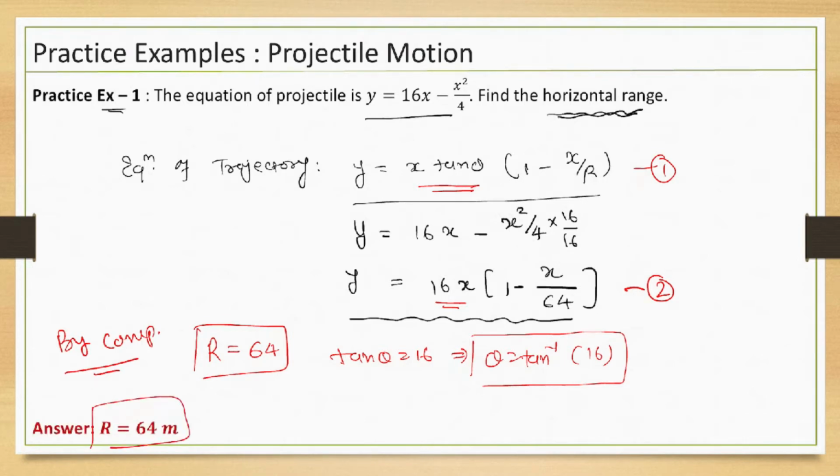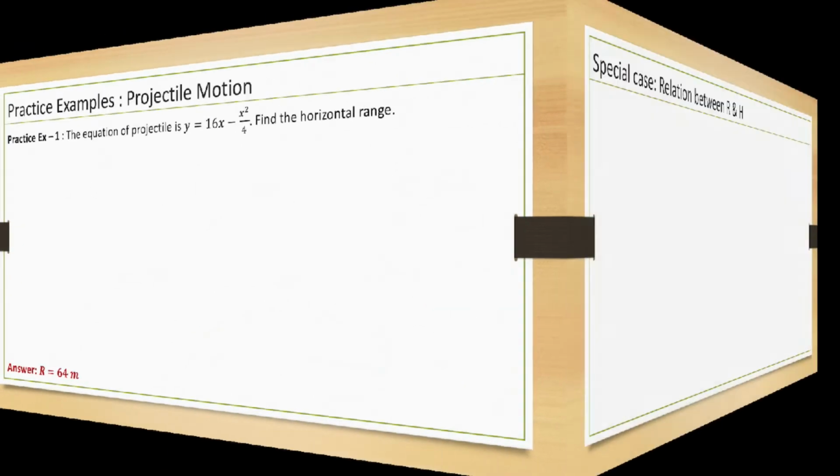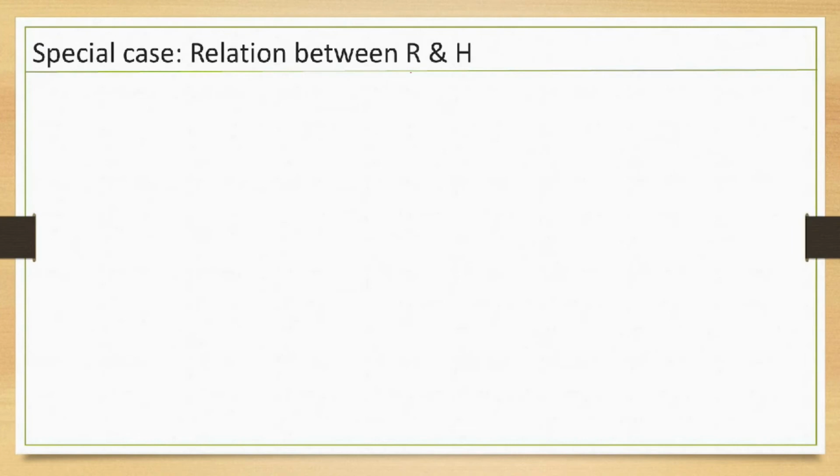That is the one shortcut method. You could find this data using the original equation, but that is quite difficult to solve. If you remember this equation directly, then you get the answer within one or two steps. All of you note this, then we go to the next one. Next, another special case: the relation between R and H.